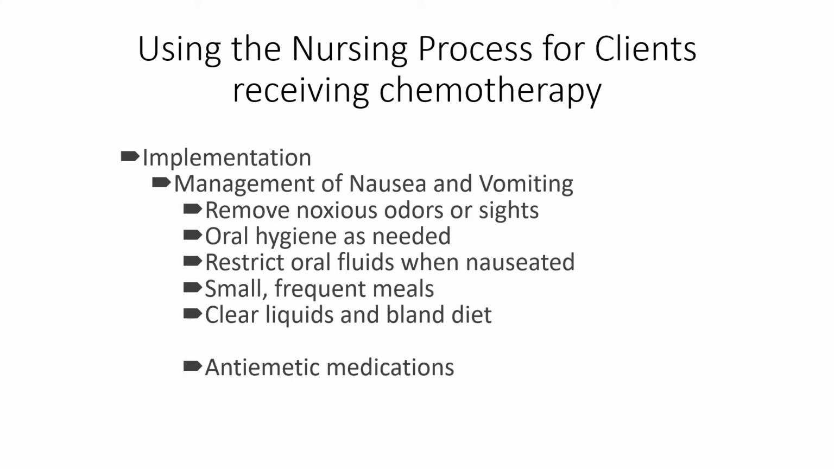How to manage nausea and vomiting. Getting anything that smells bad or noxious or looks bad, taking the urinal with urine off of the bedside table is always a good idea. Making sure that when we bring their food tray in, there's nothing on there that is offensive to them and may trigger them to vomit. Offering oral hygiene. Restricting their oral fluids when they're nauseated.